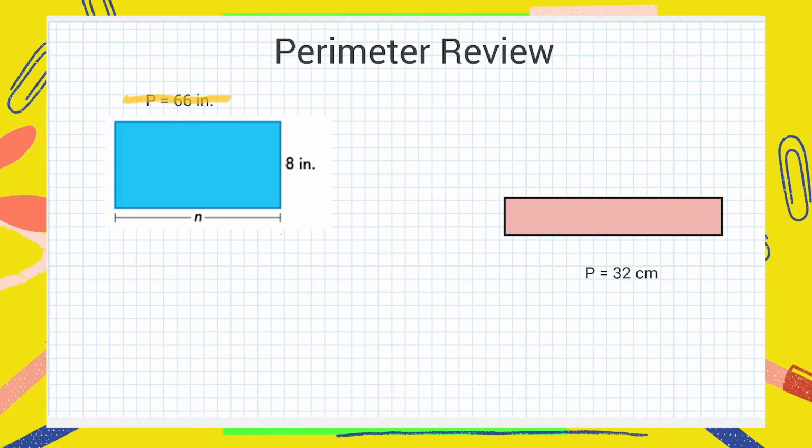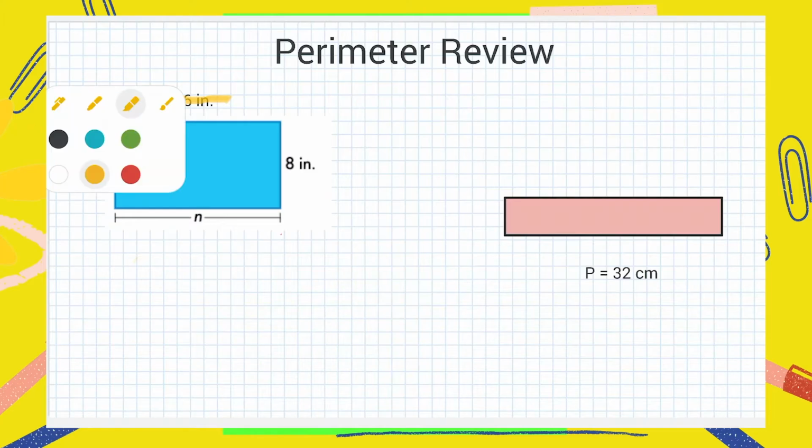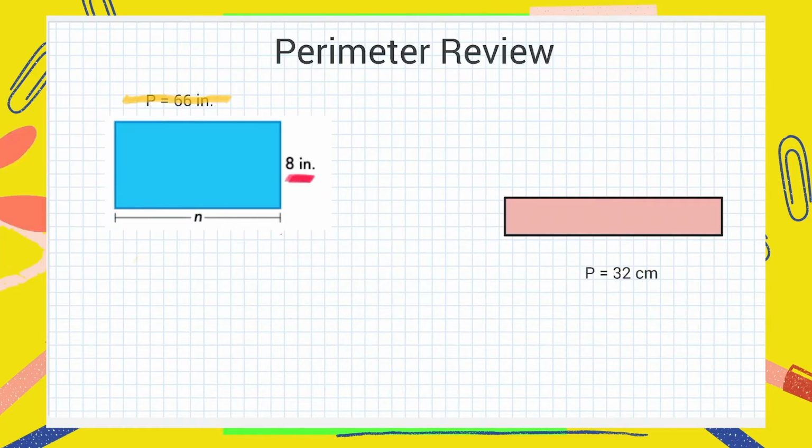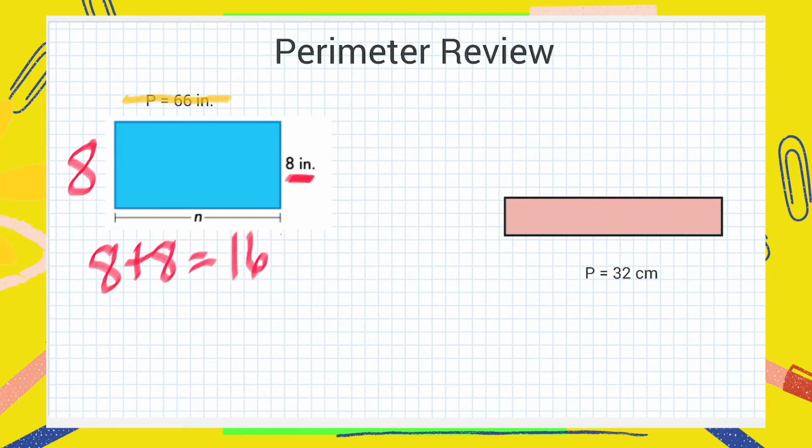I only know one of the side lengths, 8 inches. But because it's a rectangle, I know that if this side is 8 inches, then so is the corresponding side. This is also 8 inches. So together, 8 plus 8 equals 16. I know that of the 66 inches, these two sides make up 16 of those.